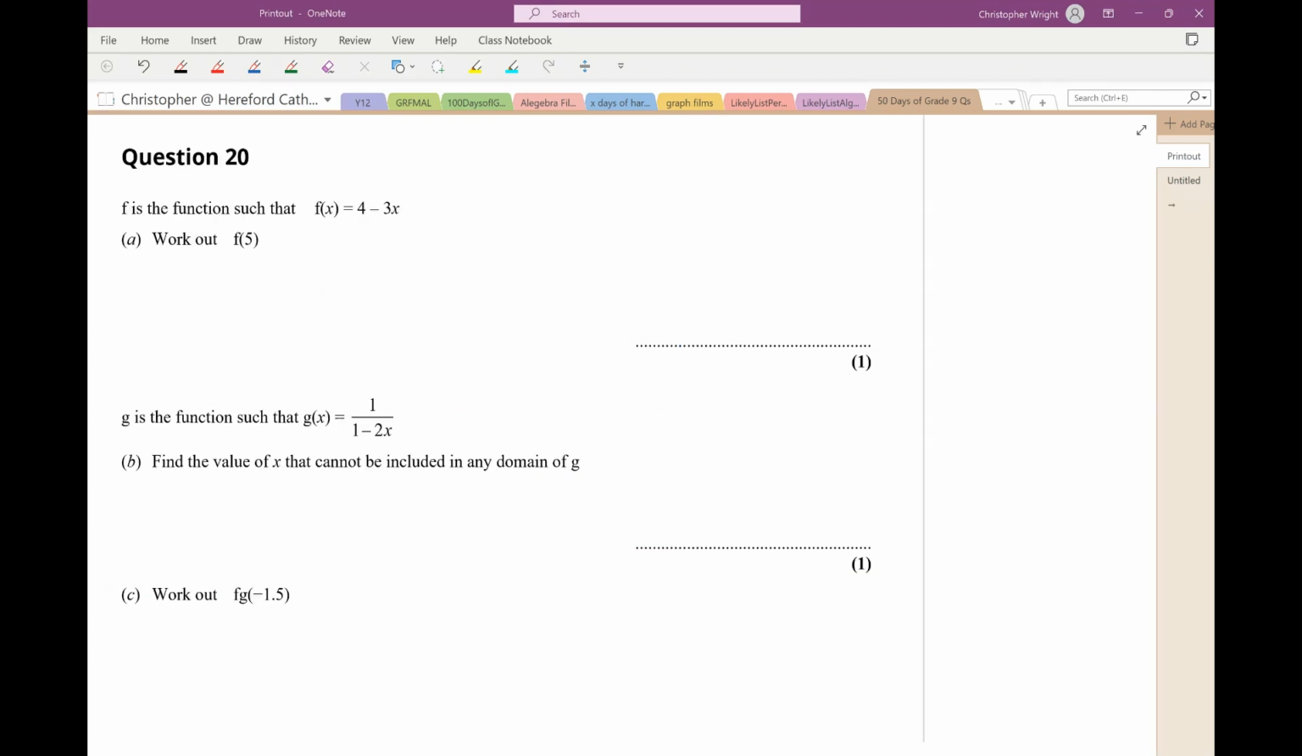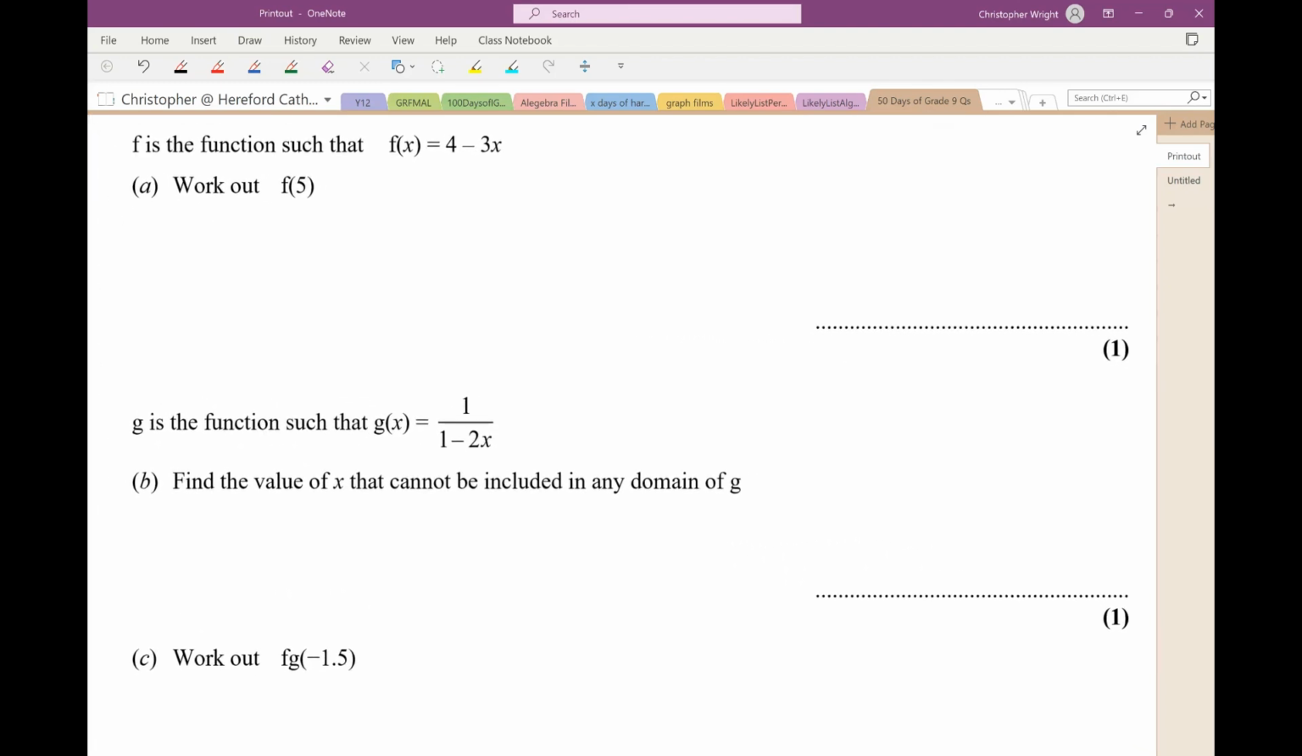Question 20. Question about functions. Right, I'm told what the function f is. I'm asked to work out the f of 5. Let's have a look. Well, the f of 5 is going to be 4 minus 3 times 5. So that's 4 minus 15, which is minus 11.